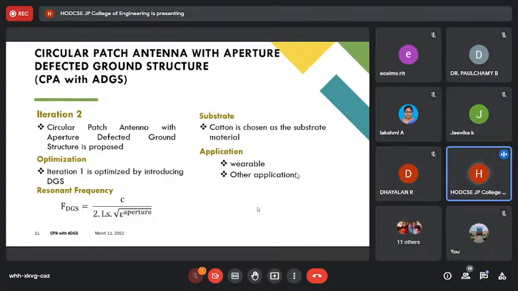Here the resonant frequency is calculated by f equals c divided by 2 Ls root of epsilon aperture, where c is the speed of light, Ls is the length of the slot, and epsilon is the dielectric constant of the aperture material. Here we are also using the cotton material, so this is suitable for both wearable and other applications.